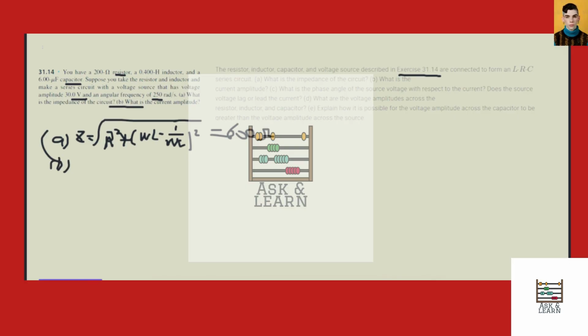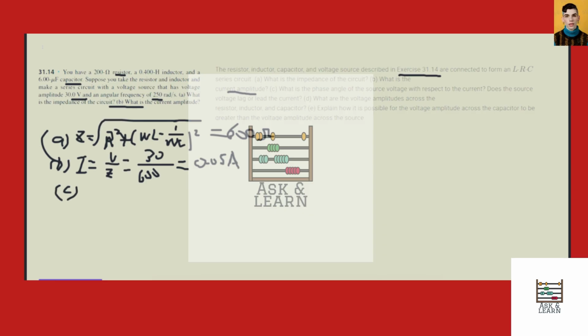So for part B, the current amplitude in this circuit. The current amplitude is simply V over the impedance Z. And V is given in this problem. It's 30 volts, and Z is 600. So just 30 over 600 equals 0.05 amperes.